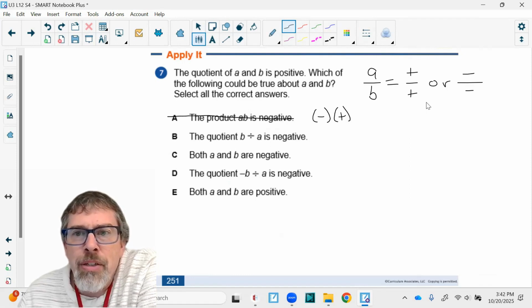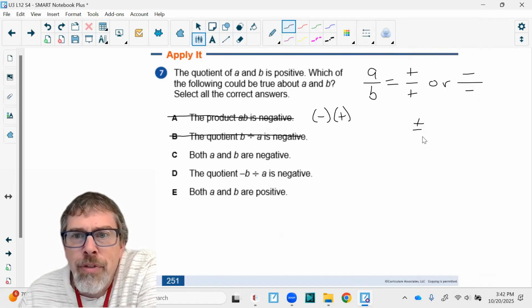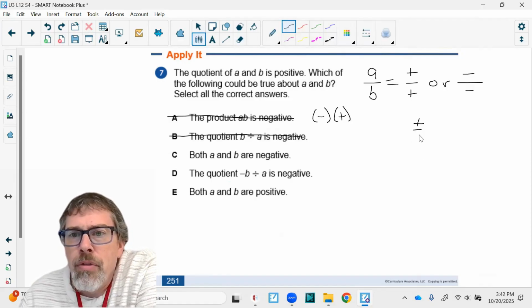The quotient of B divided by A is negative. That's just flipping these over. And if you flip over a positive over a positive, or a negative over a negative, it's still going to be positive. So if that is negative, you got a positive over a negative, or you have a negative over a positive. If B divided by A is negative, okay, so it can't be that.